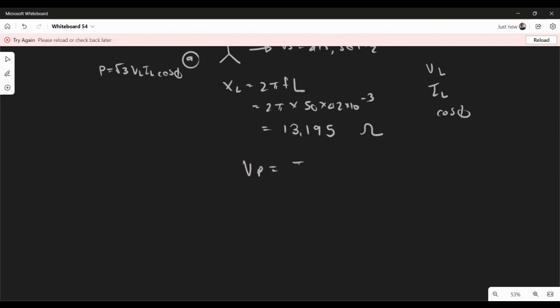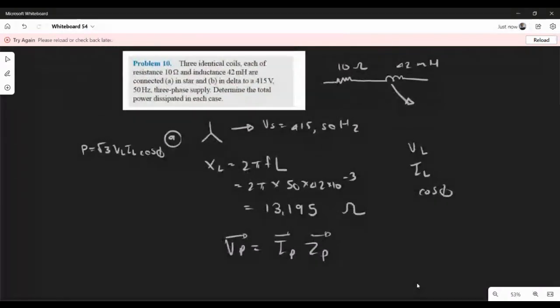We typically work per phase. That's why I'm denoting V phase, I phase, Z phase. We've done this before, and we use complex numbers. First things first, in the star connection, your I phase equals your line current, and your V line equals √3 V phase. So we're working per phase, therefore we need our phase voltage. We work per phase because we're assuming all the phases are the same. So can I get my phase voltage quickly?